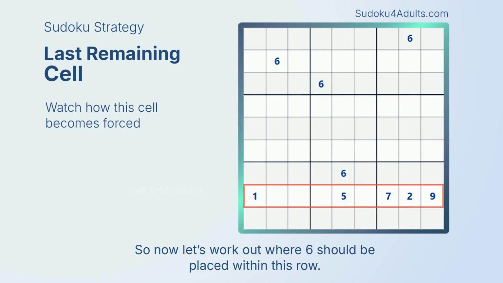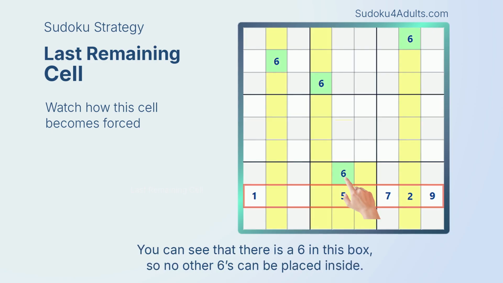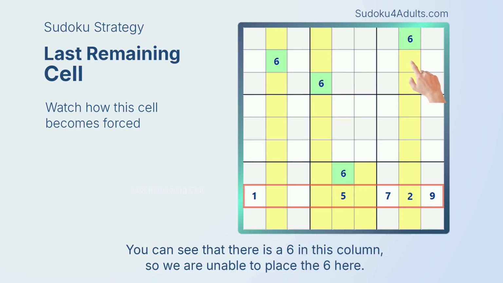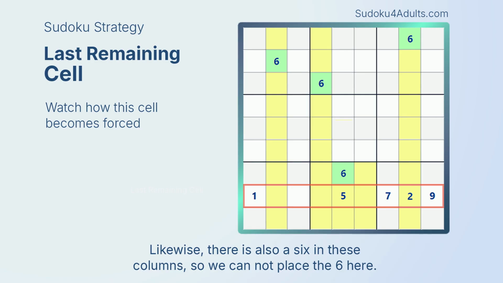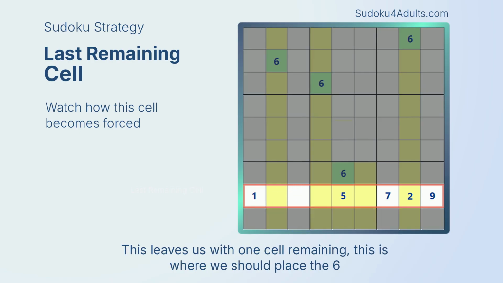Now, let's work out where the number 6 should be placed within this row. You can see there is already a 6 in this box, so no other 6 can be placed inside this box. You can also see there is a 6 in this column, so we cannot place the 6 in this column. There is also a 6 in these columns, so we cannot place the 6 here. This leaves us with one cell remaining. This is where we should place the 6.